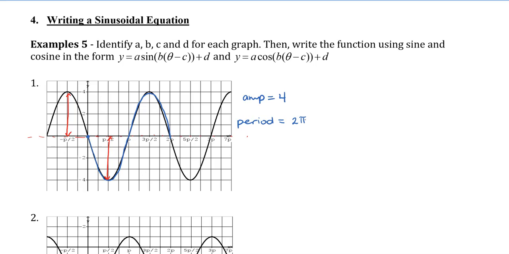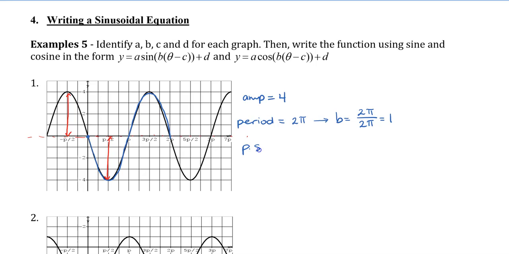However, that is not actually what our b value will be. So since period is equal to 2 pi divided by b, the b value is equal to 2 pi divided by the period. So in this case, our period is 2 pi. So therefore, our b value is going to be 1.